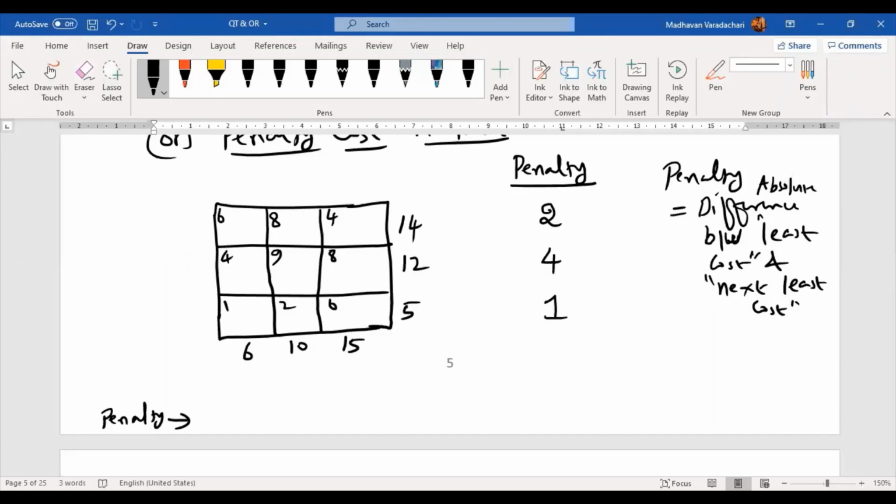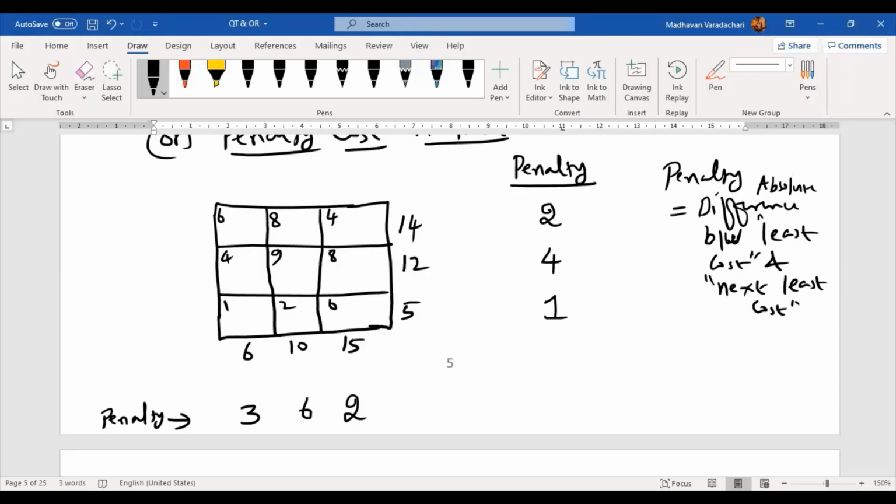Now we have done penalties for the rows. Now come to the penalties for columns. First column, what is the least? 1 is the least, next least is 4. Then what is the difference? Coming to the second column, 2 is the least, next least is 8. So the difference between 2 and 8 is 6. Third column, least is 4, next least is 6, so the difference between them is 2.